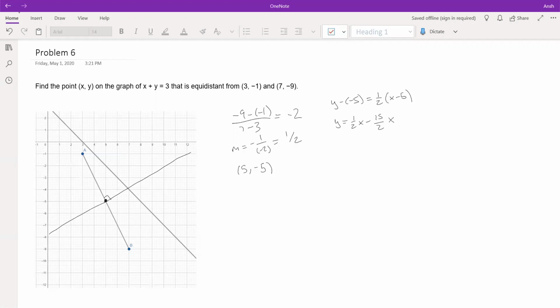And we want to solve for the intersection of this line and the equation x plus y equals 3. So plugging in y equals 1/2 x minus 15/2, we get that this equals 3/2 x minus 15/2 equals 3, which gives us 3/2 x equals 21/2. So solving for x, we get x equals 7. And plugging back in to solve for y, we get that y equals -4. So that gives us our final answer. Our point is (7, -4).